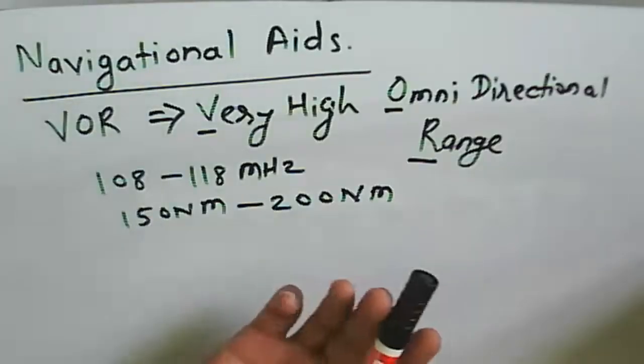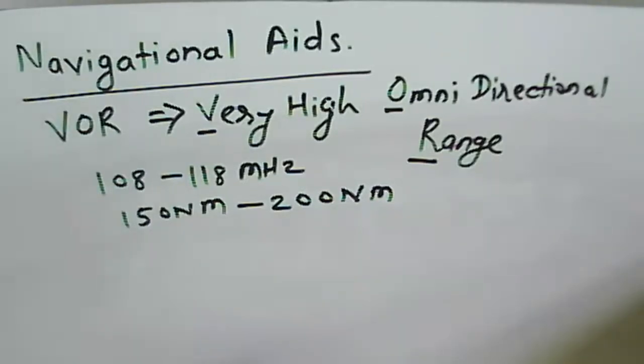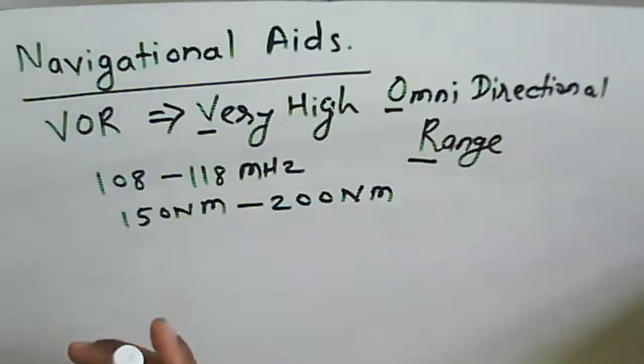So what will be the range, or we can say what will be the bearing of the aircraft to this VOR location, that will be determined by this VOR navigational aid.